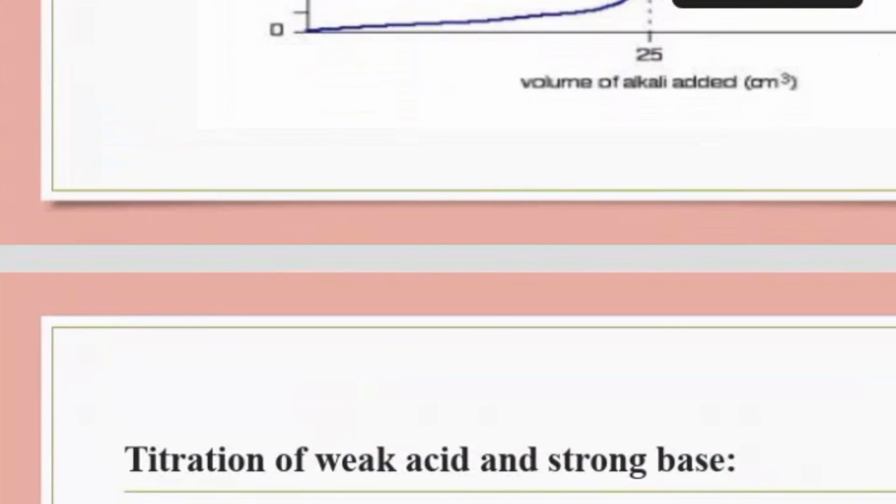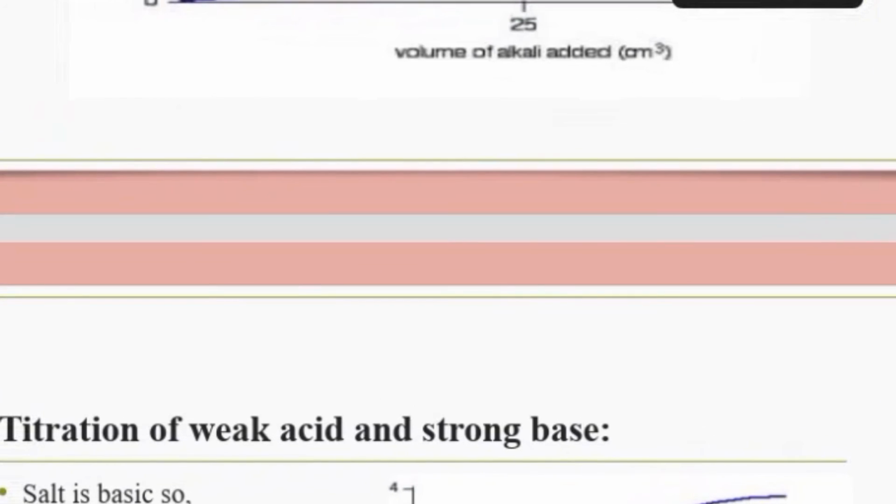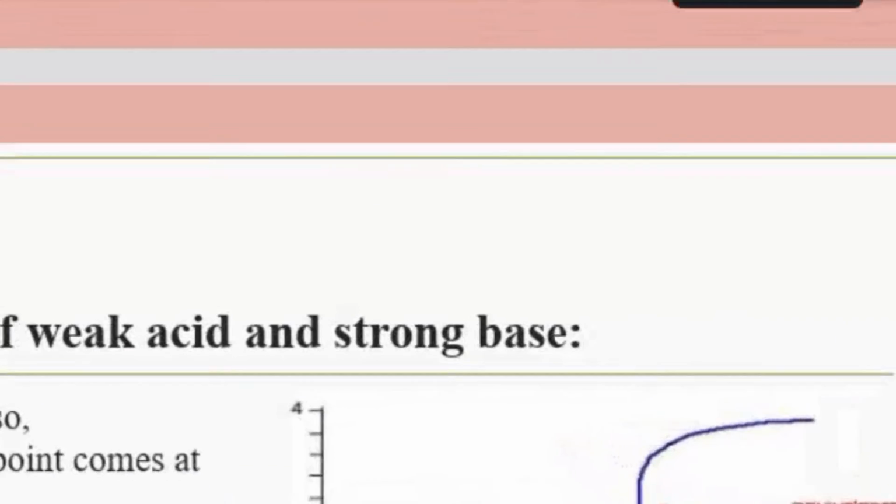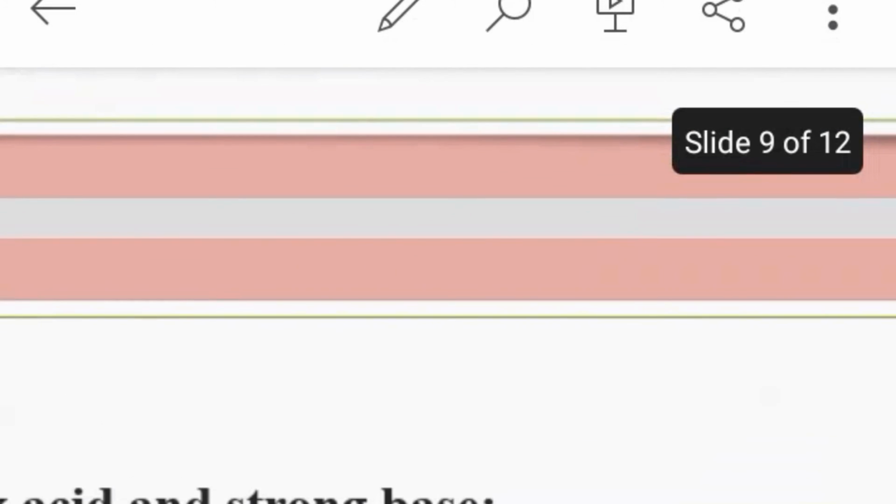Then the titration of weak acid and strong base. Here the salt is basic, so the equivalence point comes at a pH greater than 7. As you can see in the graph, the equivalence point is greater than 7, and the start of the graph shows a relatively rapid rise in pH, but this gradually slows down.